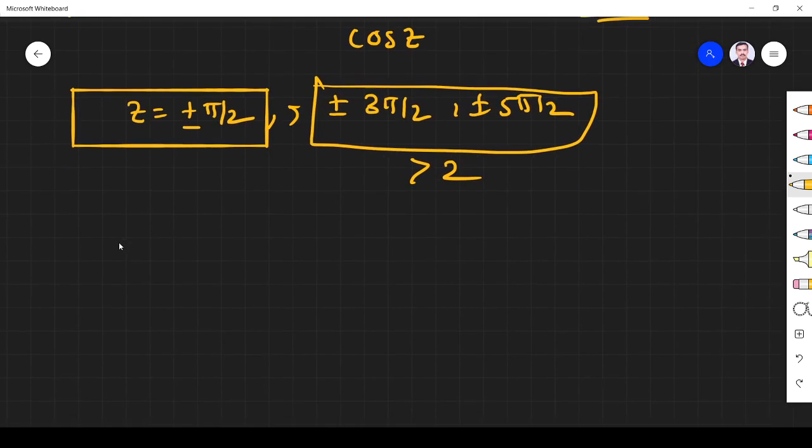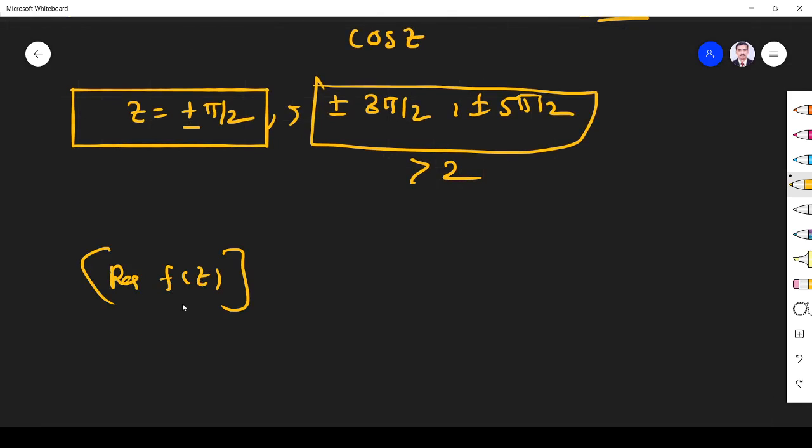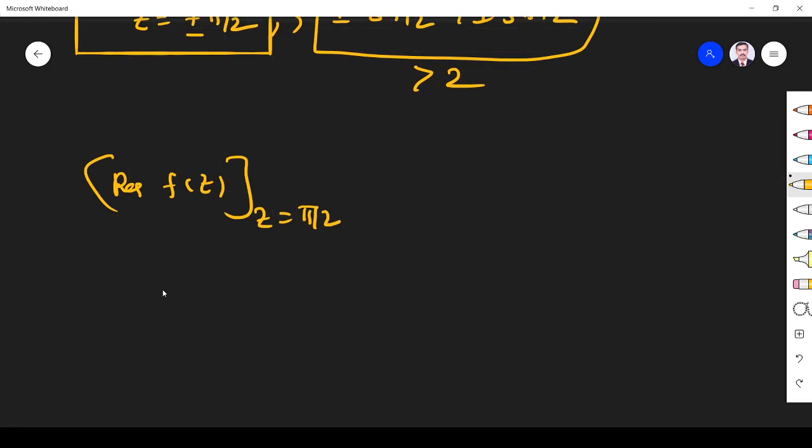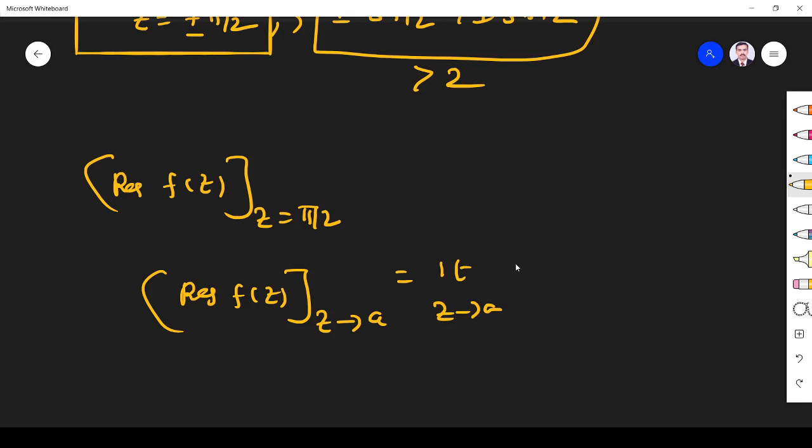So I find the residue of f of z at z is equal to pi by 2, right? So how to find residues? I have put one video and solved the TRB question, that is also very important. So first you see this if you don't know. Residue of f of z, z tends to a, is given by limit z tends to a of z minus a into f of z, right?